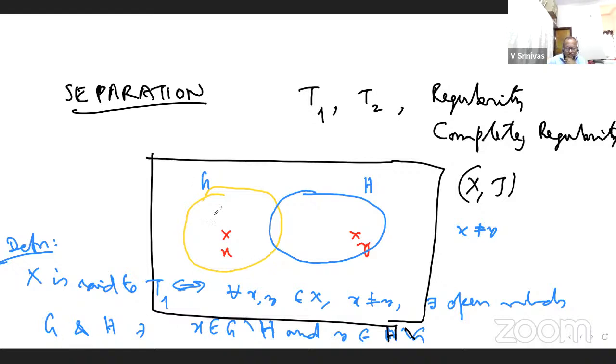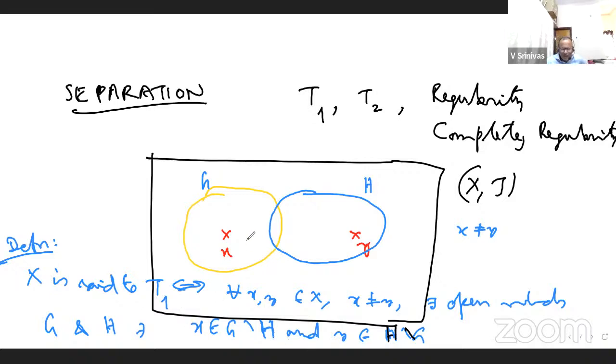So this capital G is an open neighborhood of small x, and we also want that x does not belong to H. x belongs to G minus H means x does not belong to H. So x belongs to this difference. Similarly, capital H is an open neighborhood of y, and we also want that y is not in G, so y does not belong to G. So y has to belong to this difference of sets. If this is possible, we say that this space capital X is T1.